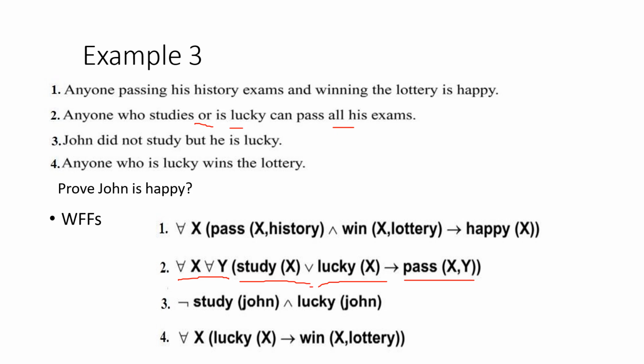Then, John did not study but he is lucky. So John did not study, so it is not study John, and he is lucky, so we put and lucky John. Then, anyone who is lucky wins the lottery. So for all x, lucky x implies win x comma lottery. So these are the facts we have converted into first order predicate logic WFF.